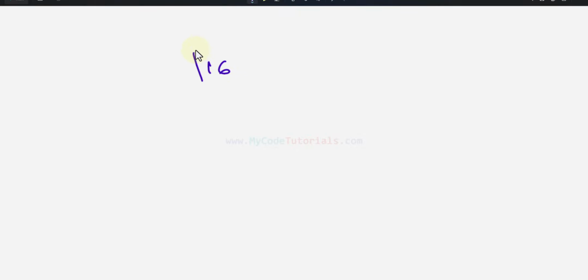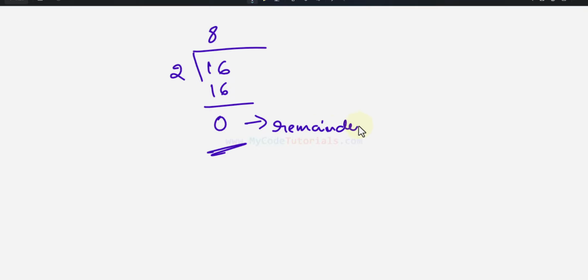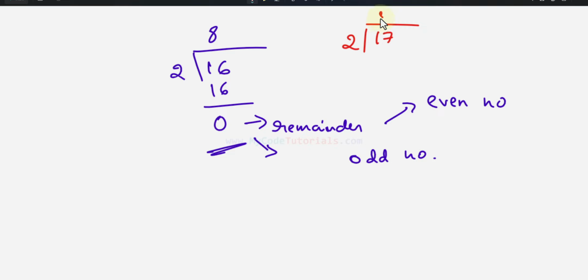We take this number and we divide it by 2 and we check for the remainder value. In this case, when we divide this 16 by 2, we get remainder 0. If the remainder is 0, then we say this number is even number. If we get the remainder of non-zero, then we say this number is odd number. For example, if we divide the number 17 by 2, then we get 1 as the remainder. So this number 17 is odd number.